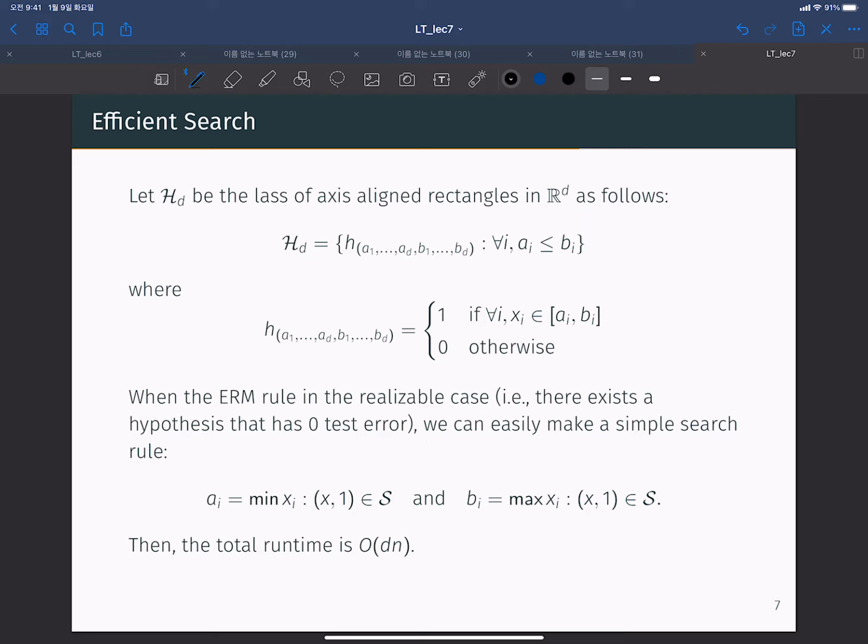So I've provided two efficient search algorithms for the ERM rule that are specific to specific problems, so not a general approach. Each hypothesis class may have a different efficient search rule, so you have to design or find such an efficient search algorithm for each specific problem.